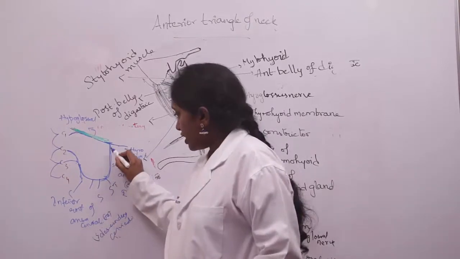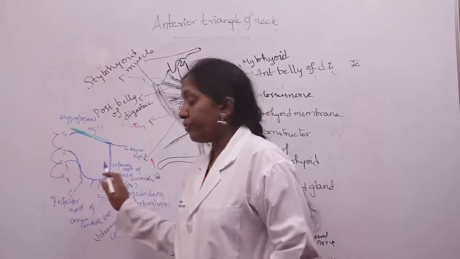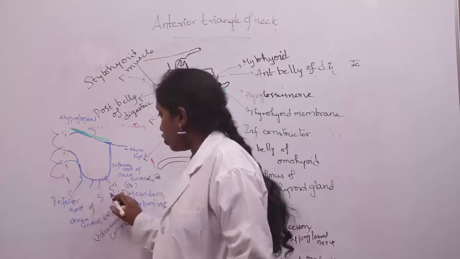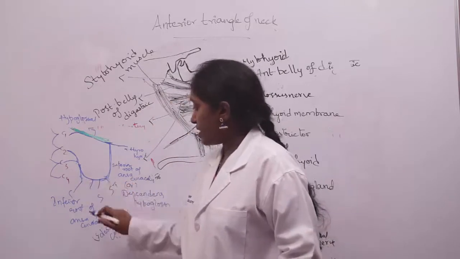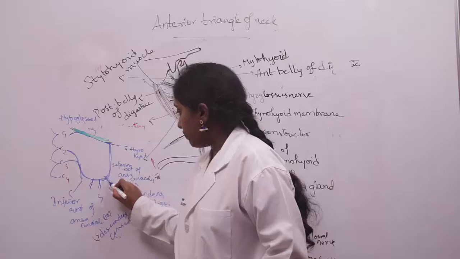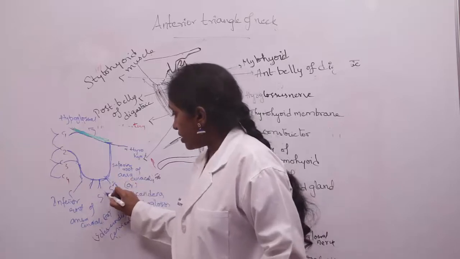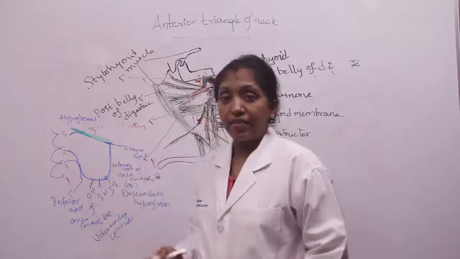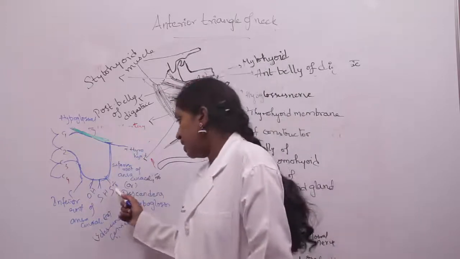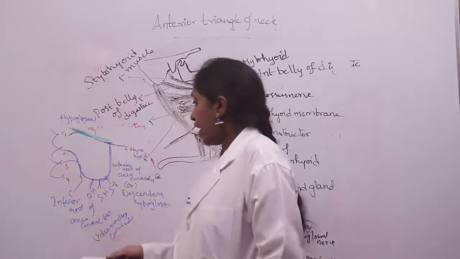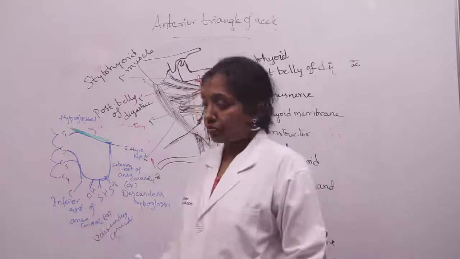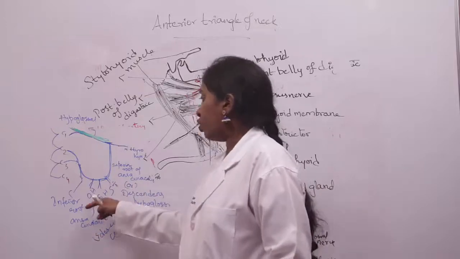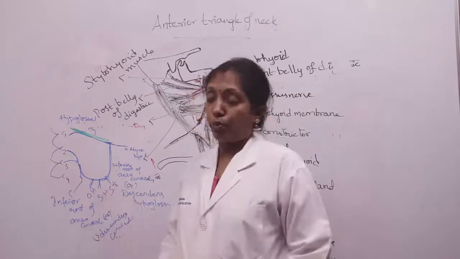So this is the superior root of ansa cervicalis and this is the inferior root of ansa cervicalis. This is called the ansa cervicalis loop, and from the loop of ansa cervicalis, three branches arise. They supply sternothyroid, sternohyoid and omohyoid. They are the infrahyoid group of muscles.